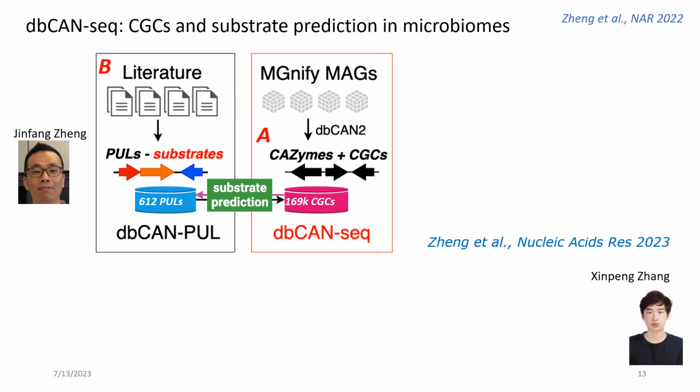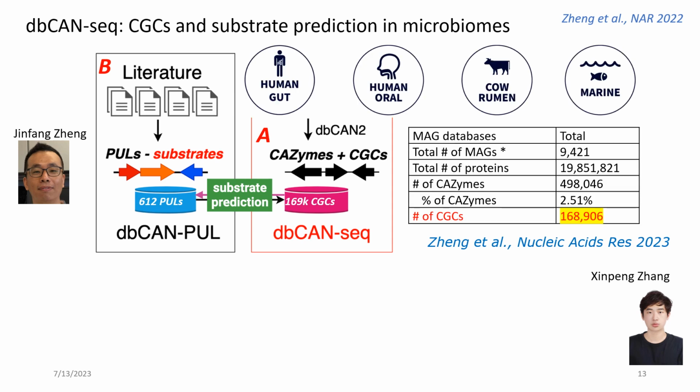Very recently, I have scanned over 9,000 metagenome assembled genomes, the MAGs, from 4 ecological environments using CGC-Finder. We got almost 500,000 CAZymes and 169,000 CGCs. Postdoc Xinpeng developed two methods to predict substrates for these CGCs. The first one is to compare CGCs with 612 PULs in dbCAN-PUL, which all have known substrates.